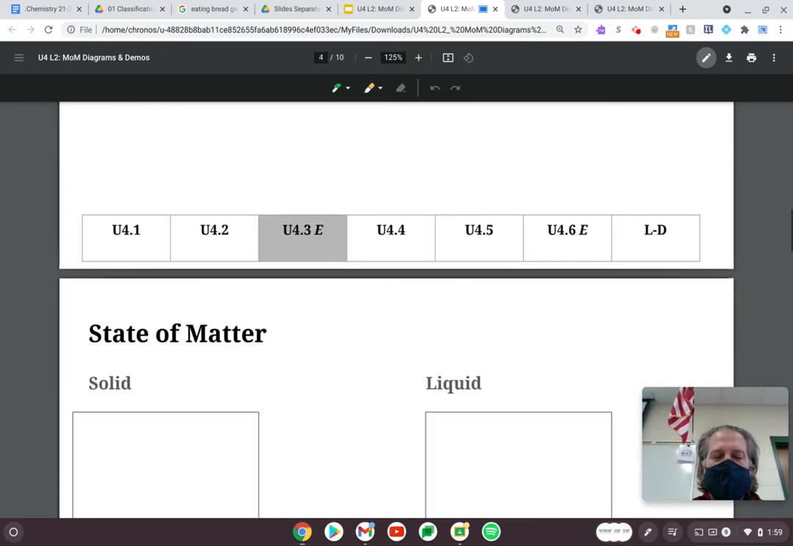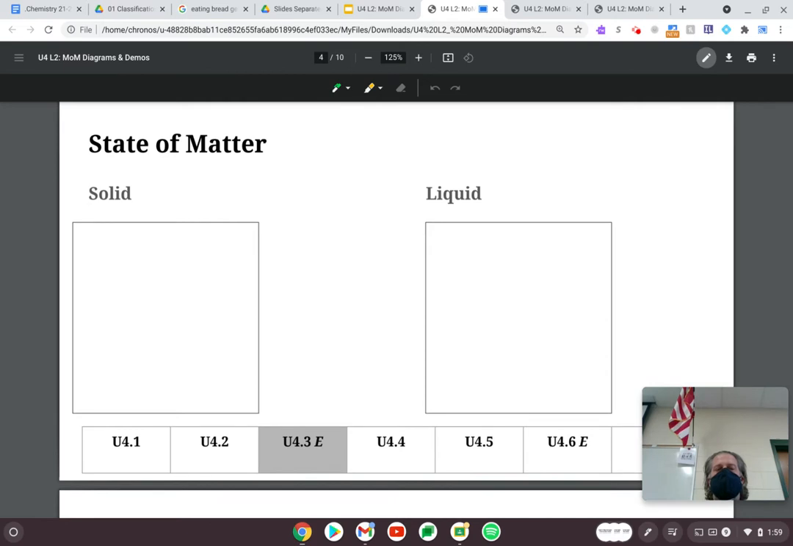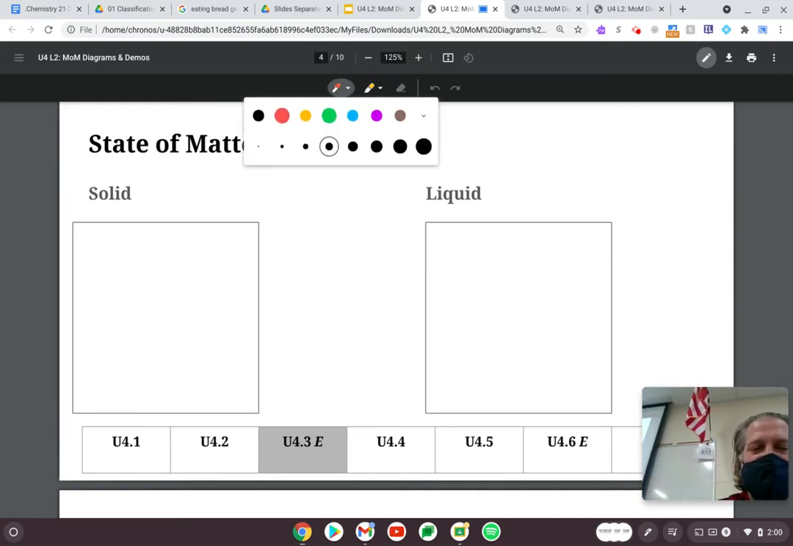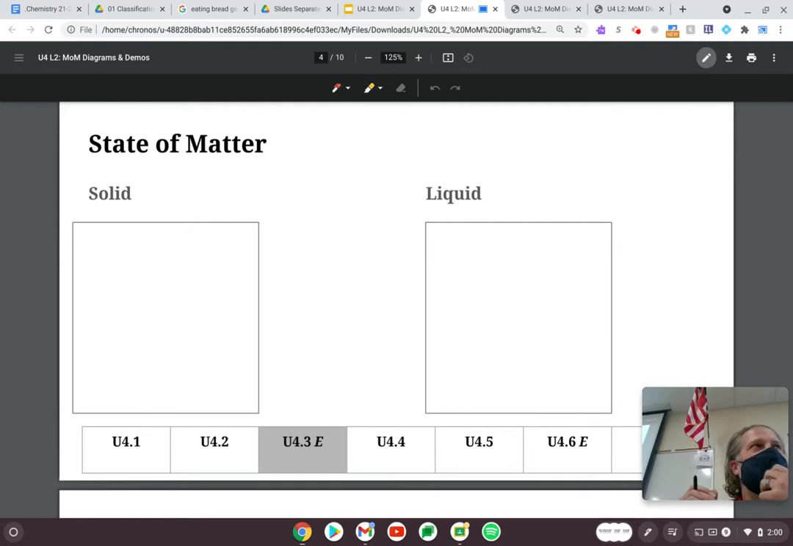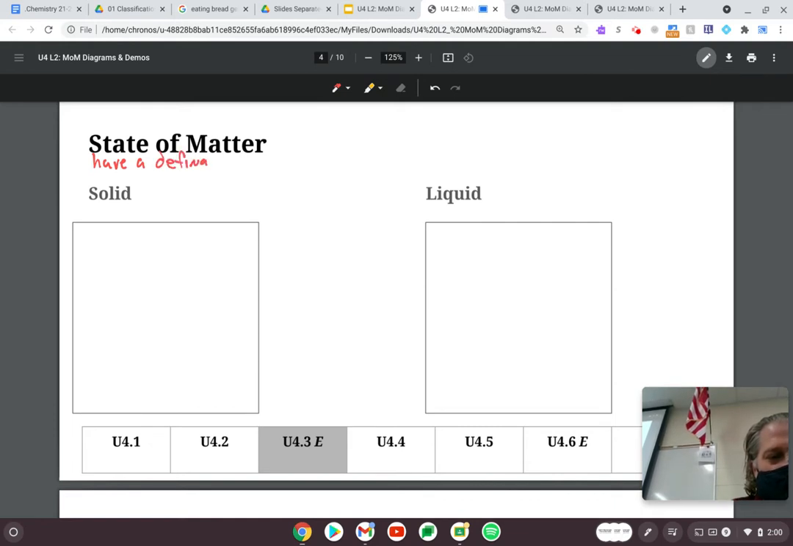Okay, so some things to think about are how we represent different types of matter. The first type of matter that we are going to talk about is the solid. A couple of things about solids. First of all, solids have a definite shape and a definite volume. The particles of a solid are organized and touching.